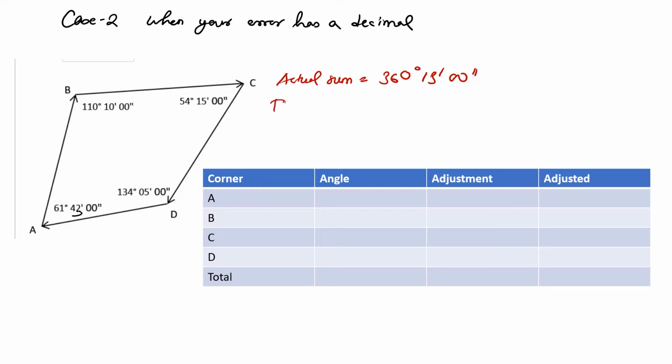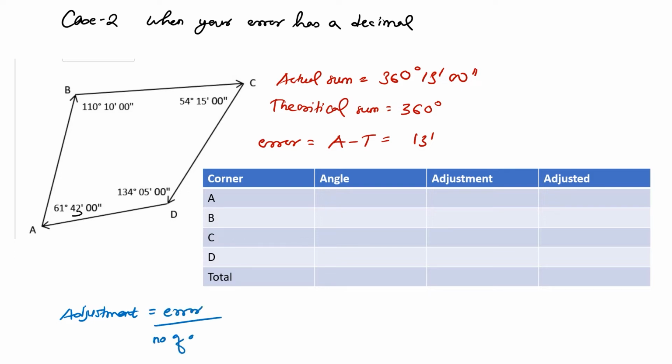So your theoretical sum would be 360 degree, and here our error is actual minus theoretical, and that will give you 13 minutes, right? So let's try to find the adjustment. I told you, right, adjustment, we divide this error by the number of angles. So 13 by 4 would give you 3.25 minutes. And you can see that it has decimals, right?